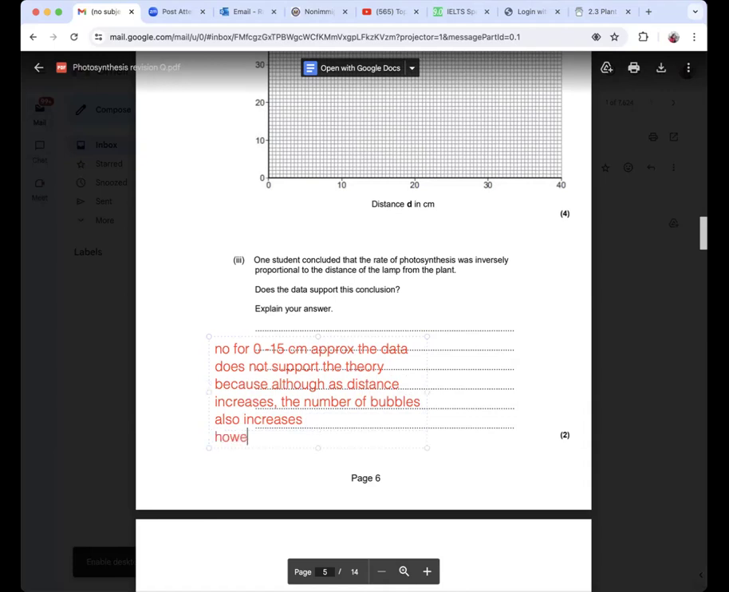So from 15 to 40 centimeters, the conclusion is correct, and it supports the theory. Wait, isn't it from... okay, my bad. So from 0 to 15, it doesn't support the theory, and from 15 to 40, it does support the theory. So are you clear with the question? Yeah, that is clear now.